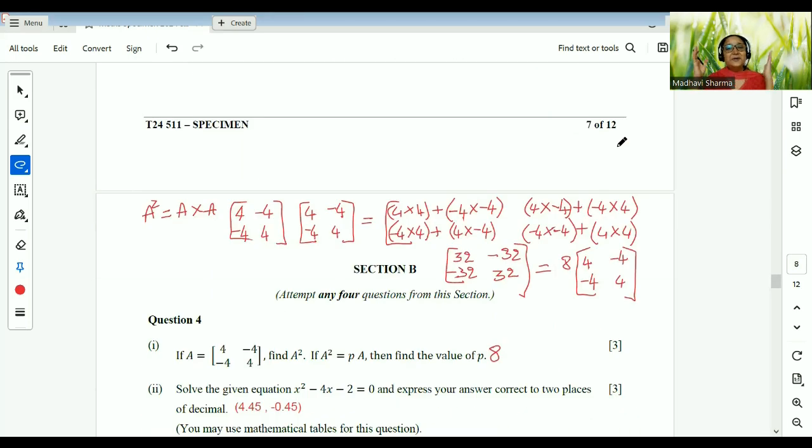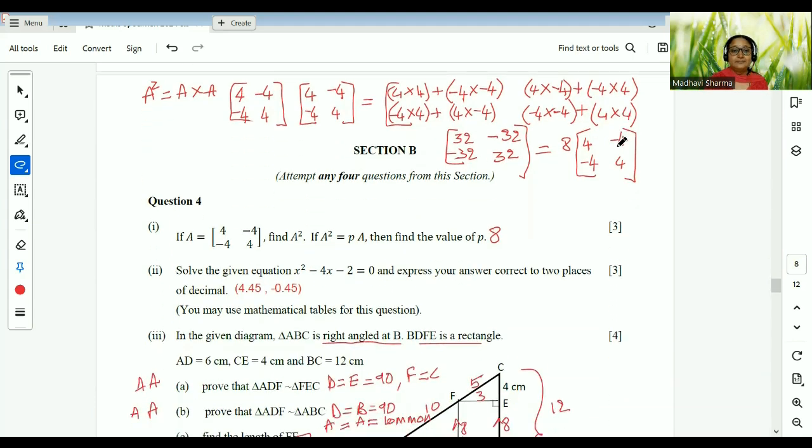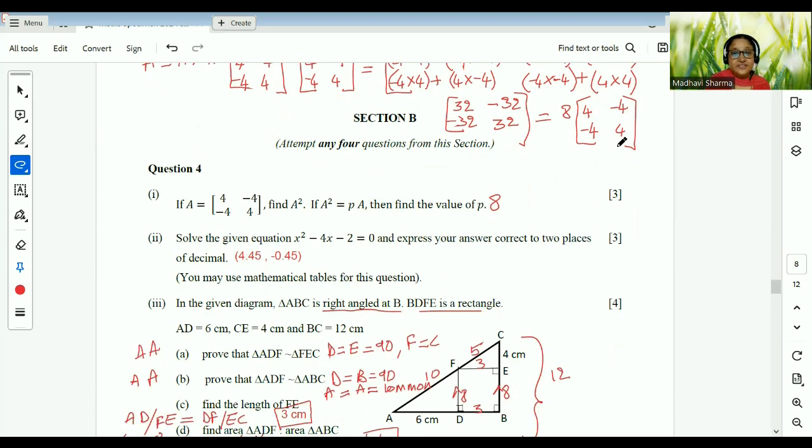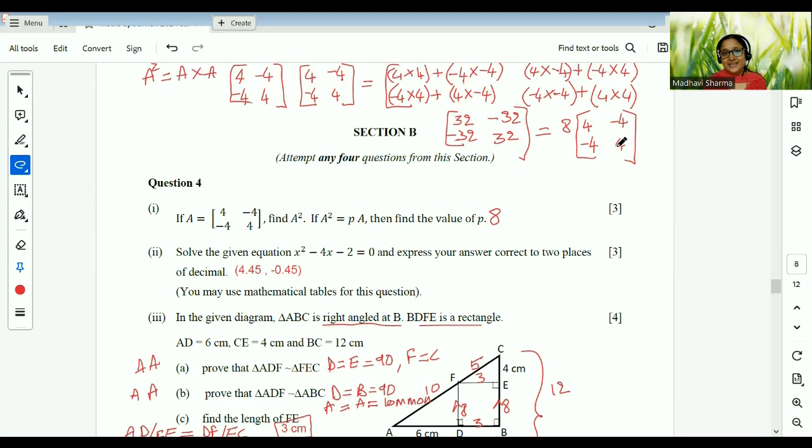Section is over. Congratulations. Section B. Attempt any 4 questions from this section, children, but again, because it is a specimen paper, I have solved all of them. First answer, A square is PA. P is small, so definitely it has to be some number.